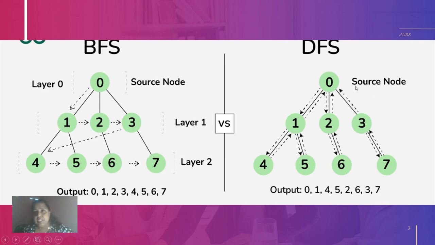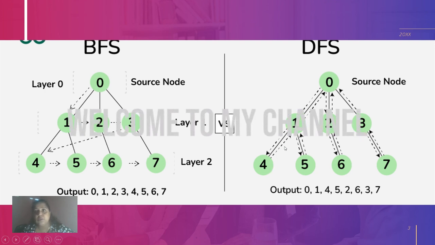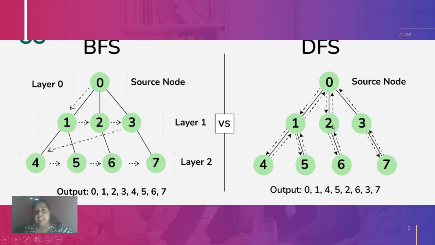It first gets the value 0, 1, after that 4, then it completes the leftmost branch with number 5. Then it goes back to the source node and again goes to the values 2, 6, and again it goes to the source node and accesses values 3 and 7. That's how depth first search outputs the values. Now you have a clear idea about BFS and DFS, how they traverse and how they output values.